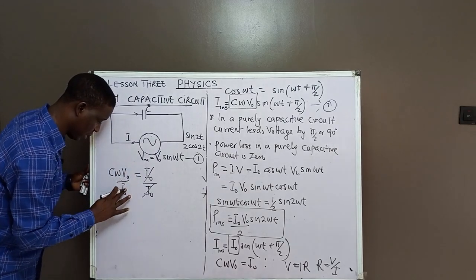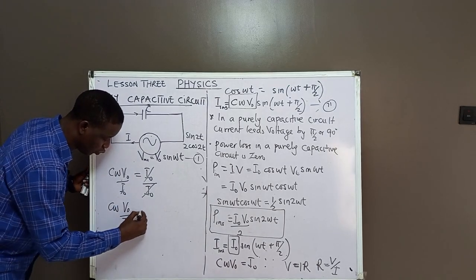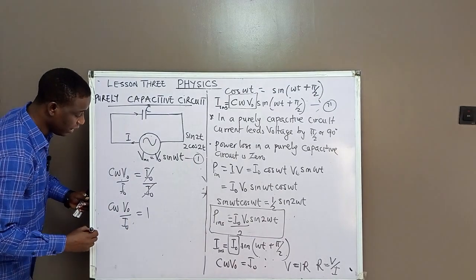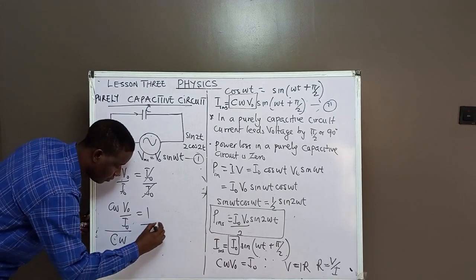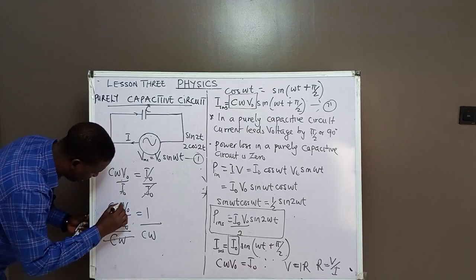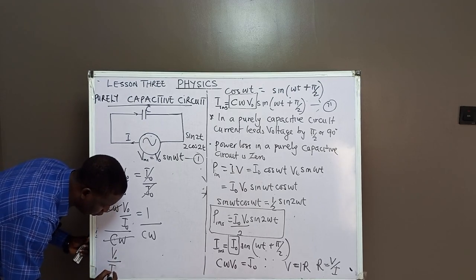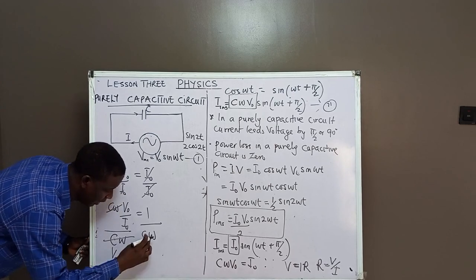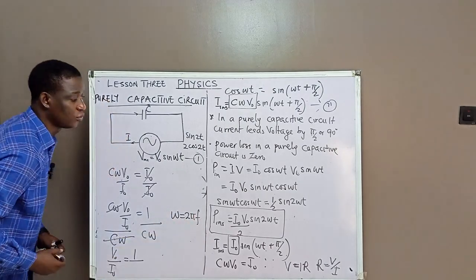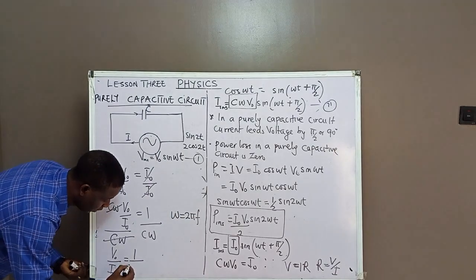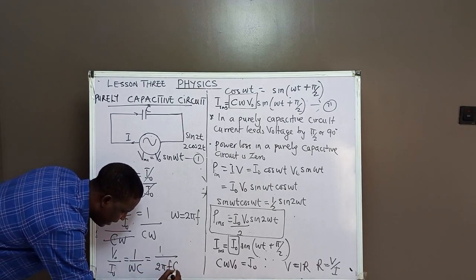Sorry, this one cannot cancel this one. So this one will now be CωV naught over I naught equal to 1. Now let us take Cω away from there. Divide both sides by Cω. This one will cancel this one, so what we have left is V naught over I naught equals 1 over Cω. What is ω equal to? Angular velocity, which is 2πf. Don't forget. So we can write it as 1 over 2πfC.